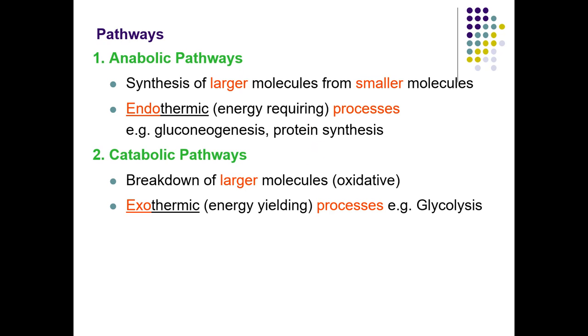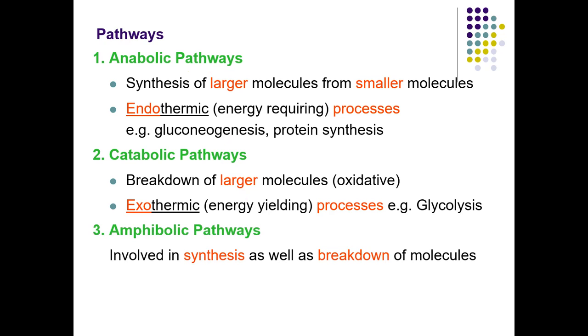For example, to produce a big molecule of protein, you need different amino acids which combine with each other to form a large molecule. The second one is the catabolic pathway, in which there is breakdown of complex or large molecules, also called oxidative. The catabolic pathway is exothermic, an energy-yielding process. The energy is released, and ATP, adenosine triphosphate, is converted into ADP. For example, glycolysis. Glycolysis is a catabolic pathway, while protein synthesis and gluconeogenesis are anabolic pathways. This is very simple and easy to understand.